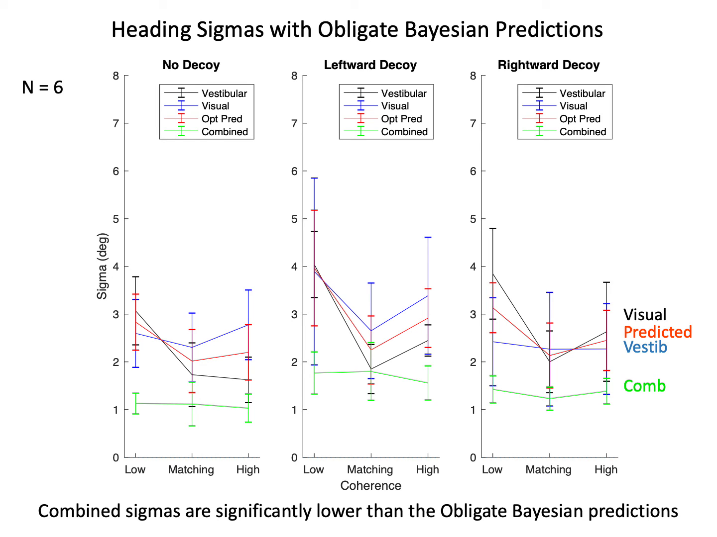Now, if we switch focus to the usual parameter for Bayesian analysis, which is the spread of the heading distributions, or sigmas, we see that the obligate Bayesian predictions fare no better. The standard deviations of the combined distributions are much lower than the predictions, at about 1 to 2 degrees of heading variability, rather than 2 to 4 degrees for the predictions.